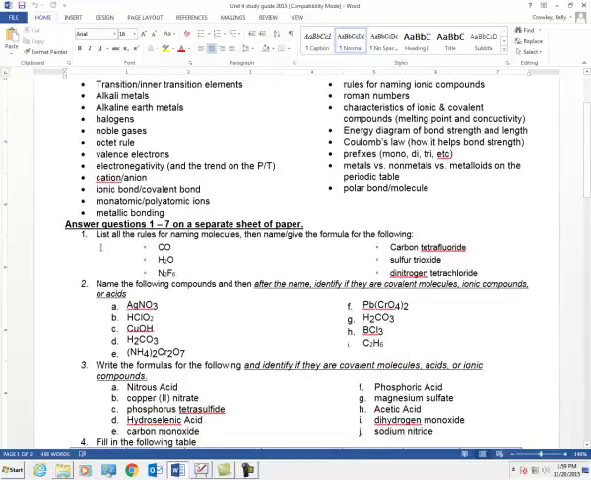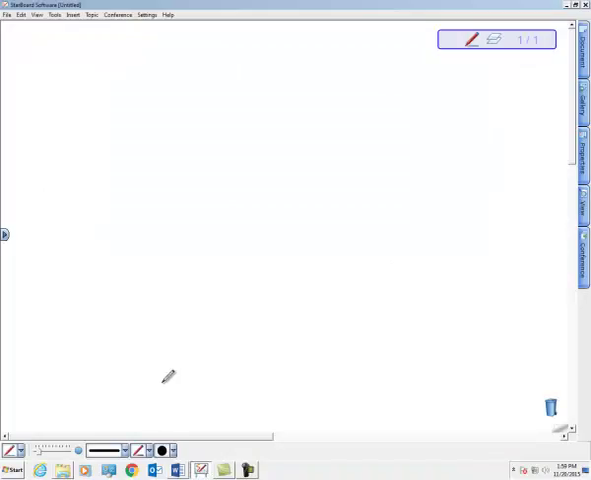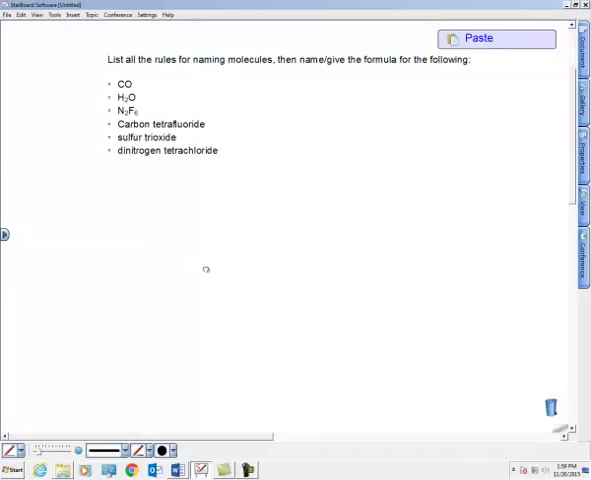So question number 1 says, list all the rules for naming molecules, and then name or give the formula for the following. So I'm just going to copy this little area right here. And let's see if that looks nice. There we go. So we're going to list all the rules for naming molecules. There's only 3 rules, so it's pretty easy.